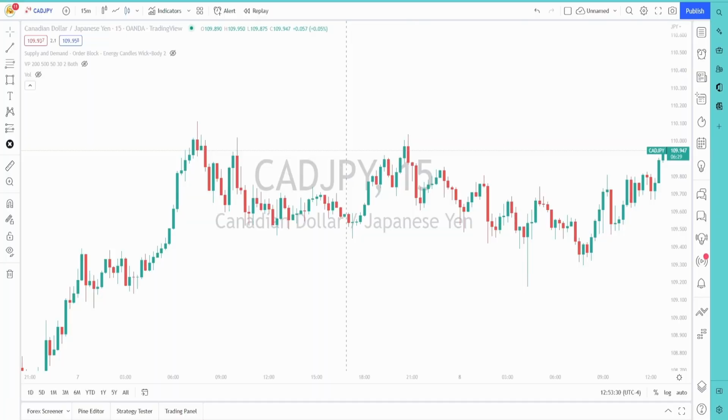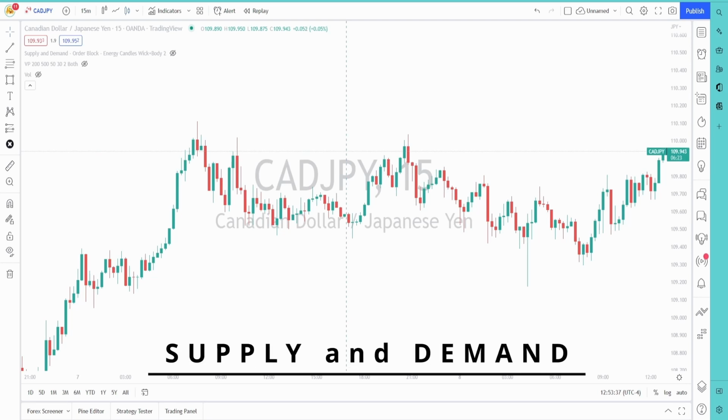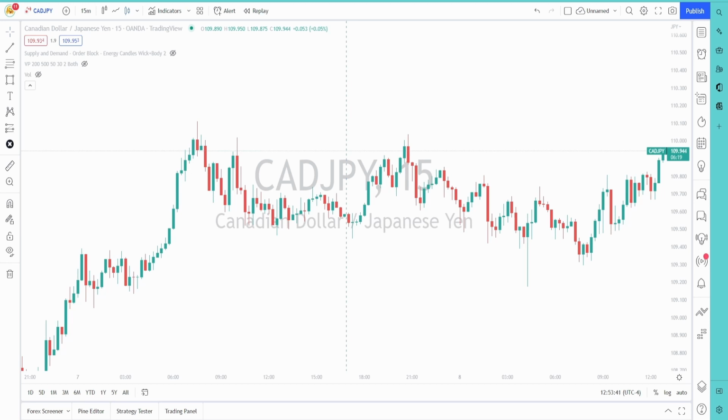What's going on, everybody? Today we're going to look at one of my favorite ways to trade. It wasn't until I started doing this that I saw a shift in my trading. If you're somebody that's been having trouble, this might be what you're looking for. So what I'm talking about is supply and demand.